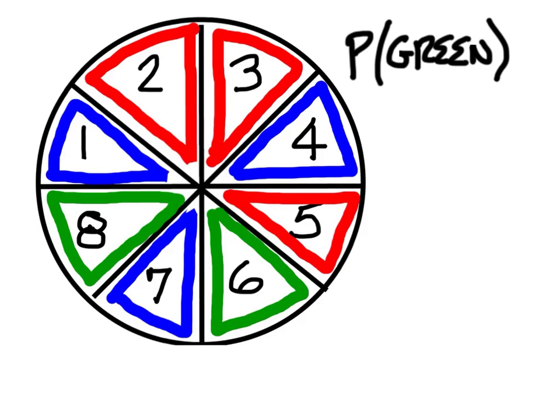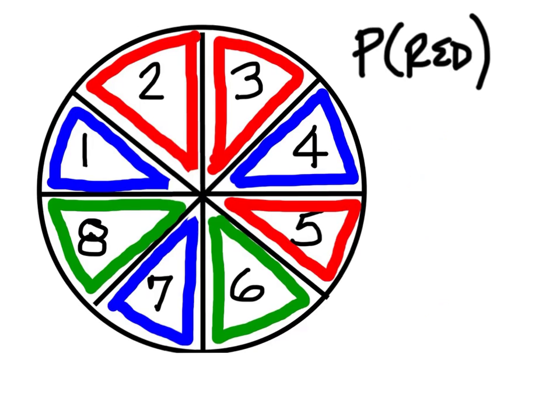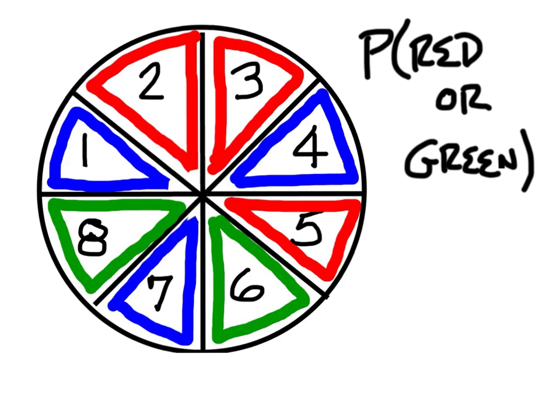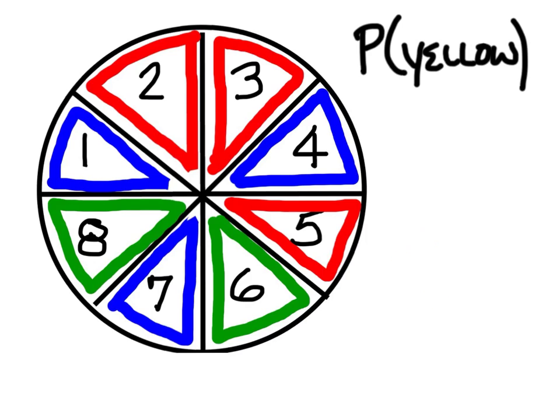Here's example number 2. A different spinner. What's the probability of getting a green? 2 out of 8. 1/4. Same spinner. What about red? 3 out of 8. Red or green? 5 out of 8. Yellow? 0. There is no yellow up there.